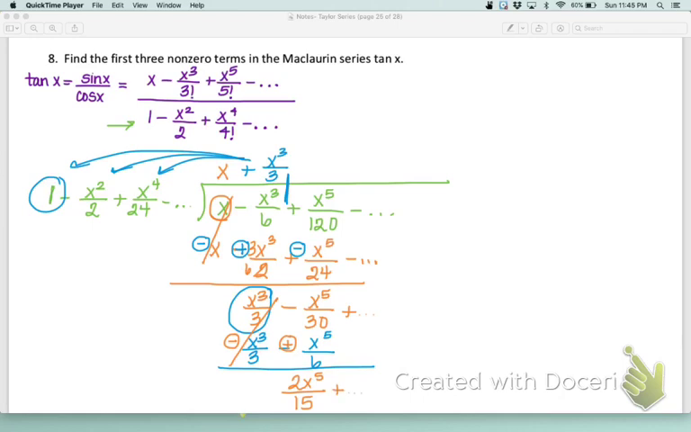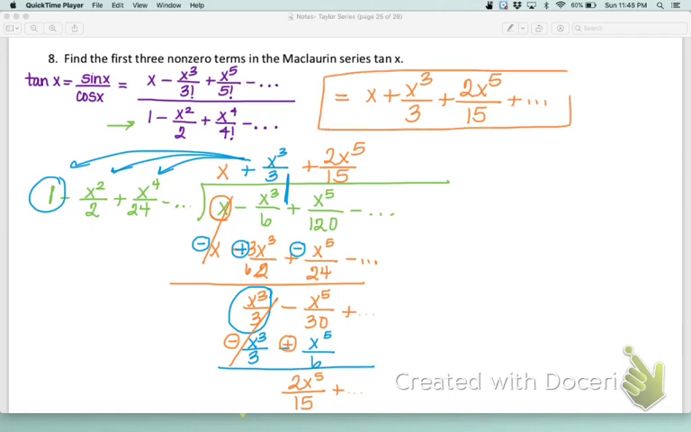Okay, now think about what our next step would be. Compare the first term with the first term. Our next term then would have to be 2x to the 5th over 15. And so that gives us our answer. This is all going to come out to be x plus x cubed over 3 plus 2x to the 5th over 15 plus... That is what we get.